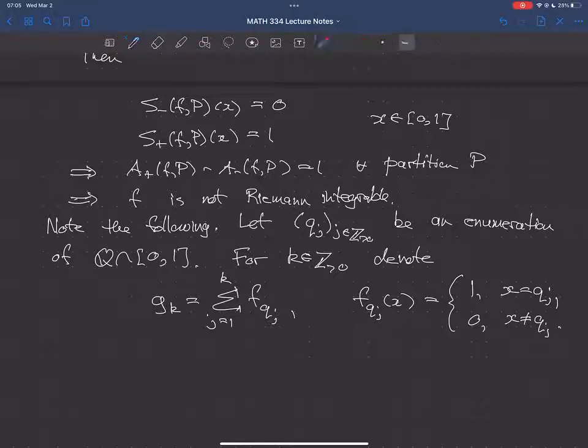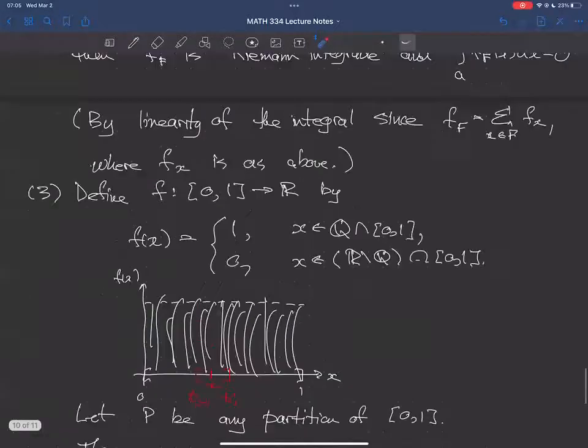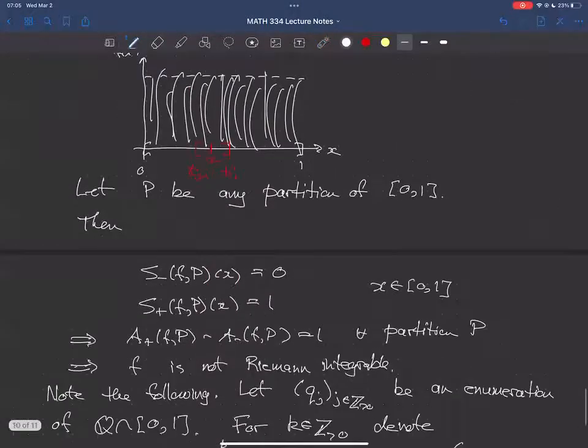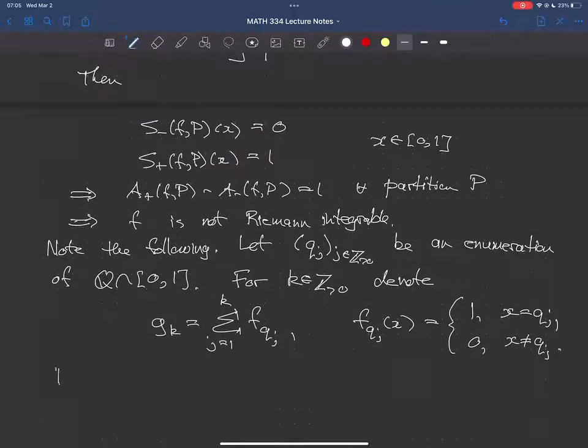Okay. All right, now, this function is Riemann integrable, as we showed in the first of our 3 examples. This is a finite sum of these Riemann integrable functions. So g_k is Riemann integrable, and that really is just by the example here, okay, for this function which was non-zero on a finite subset. Okay, so by example 2, g_k is Riemann integrable.